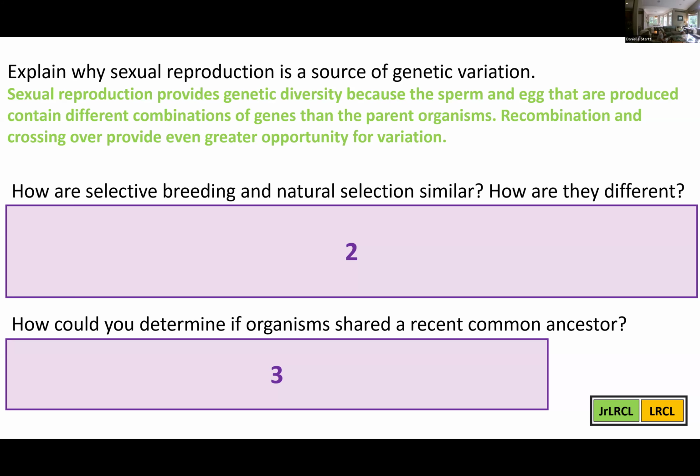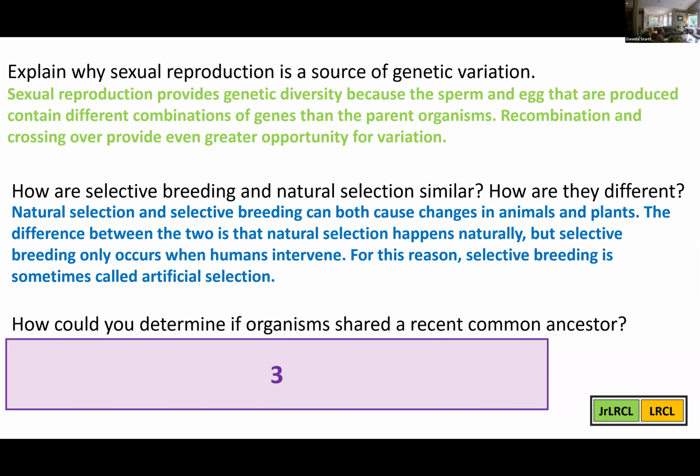So how are selective breeding and natural selection similar, and how are they different? We talked about this just a minute ago. They both cause changes in a population of animals and plants, but the difference is that natural selection happens naturally. Nature is the selector. Selective breeding only occurs when humans intervene. So for this reason, selective breeding is sometimes called artificial selection because humans are doing the selecting. That's how we get different breeds of dogs, right? Through selective breeding.